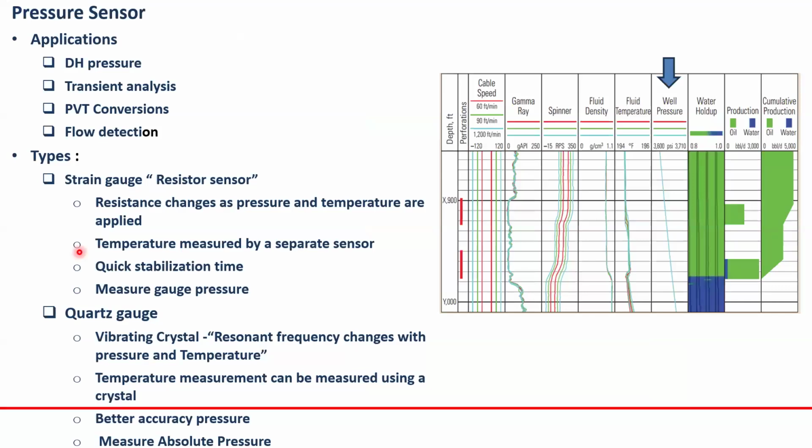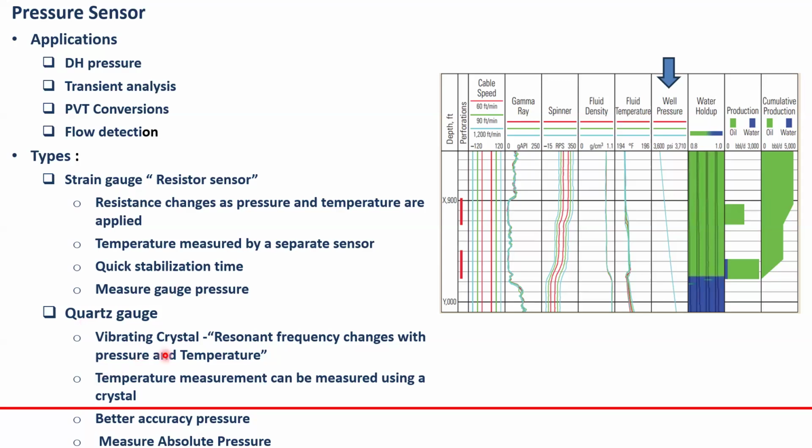Strain gauge is a sensor, a resistor sensor, the same as the Wheatstone, but it depends on the pressure. Its resistance changes as pressure and temperature are applied. Temperature is measured by a separate sensor. Quick stabilization time, measures gauge pressure. As you know, pressure is measured as either gauge or absolute pressure. Absolute pressure means the gauge pressure plus atmospheric, 14.7 psi.